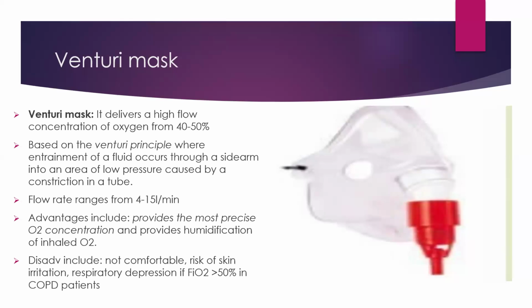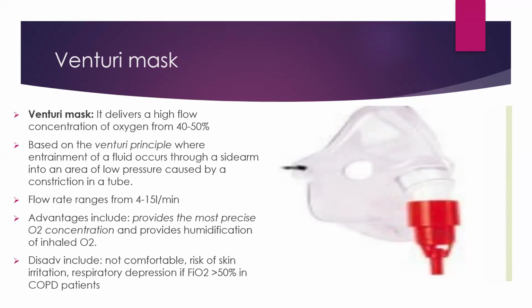The Venturi mask is an example of a fixed performance oxygen delivery device, and it can deliver a high flow of oxygen, from 40 to 50%. If you remember, the Venturi works on the principle of Venturi, where air is entrained through a side arm. It's an area of low pressure. The oxygen passes there, and there's entrainment of air. So this increases the flow rate of gas that is being delivered to the patient.